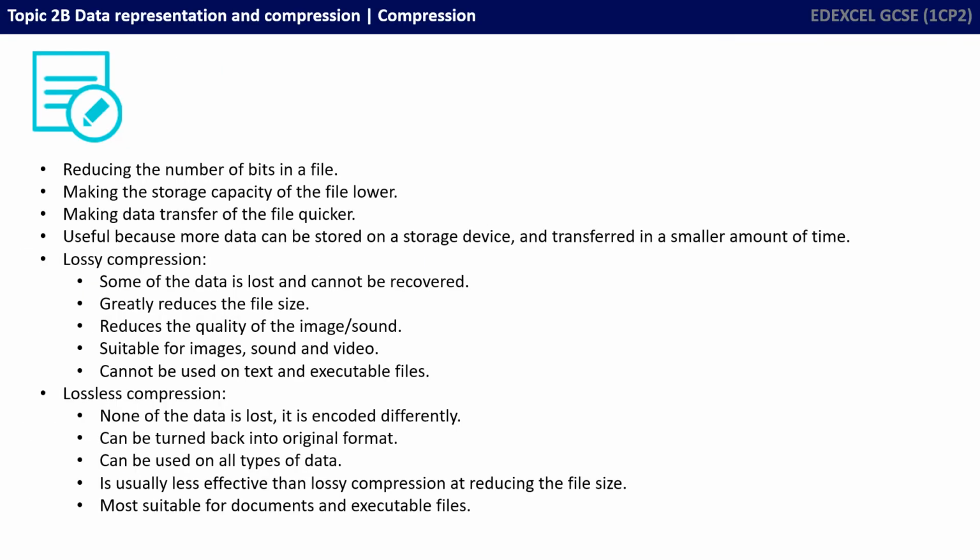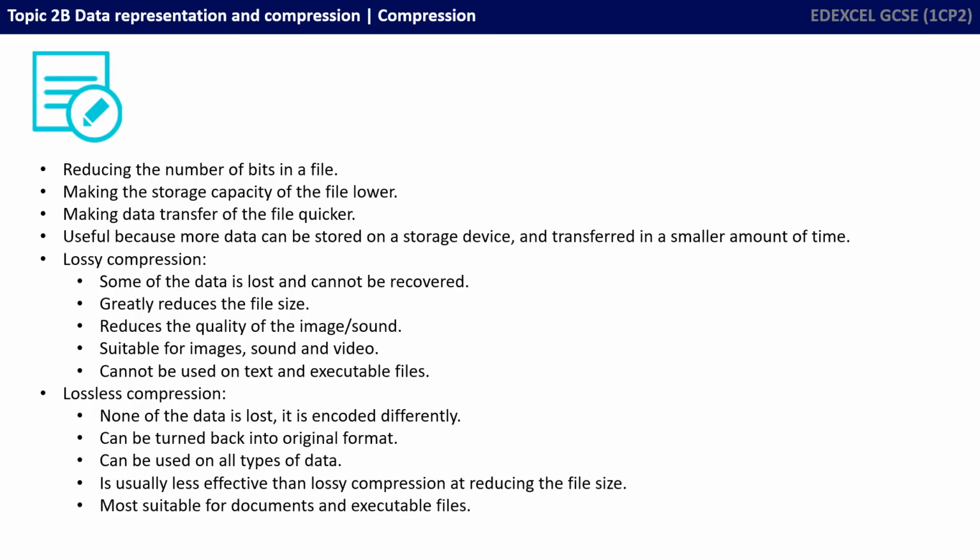So let's recap. Compression reduces the number of bits in a file. It makes the storage capacity of the file lower. It makes data transfer of the file quicker. It's useful because more data can be stored on a storage device and transferred in a smaller amount of time.